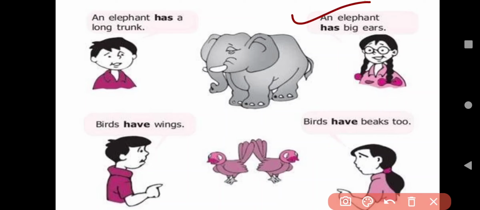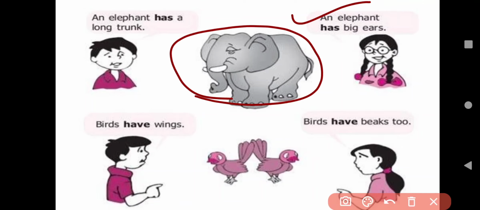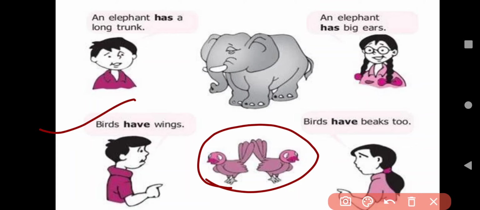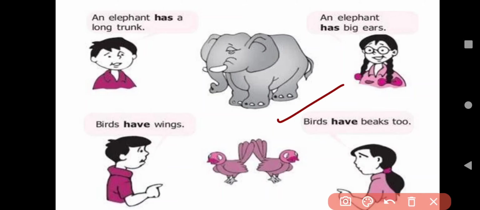An elephant has big ears. So here elephant is the subject. It's singular and he has big ears. But in this example, birds have wings. Here we are talking about two birds. The birds have wings and birds have beaks too. So birds stands for plural. That's why we will use have. And elephant stands for singular. So we will use has.